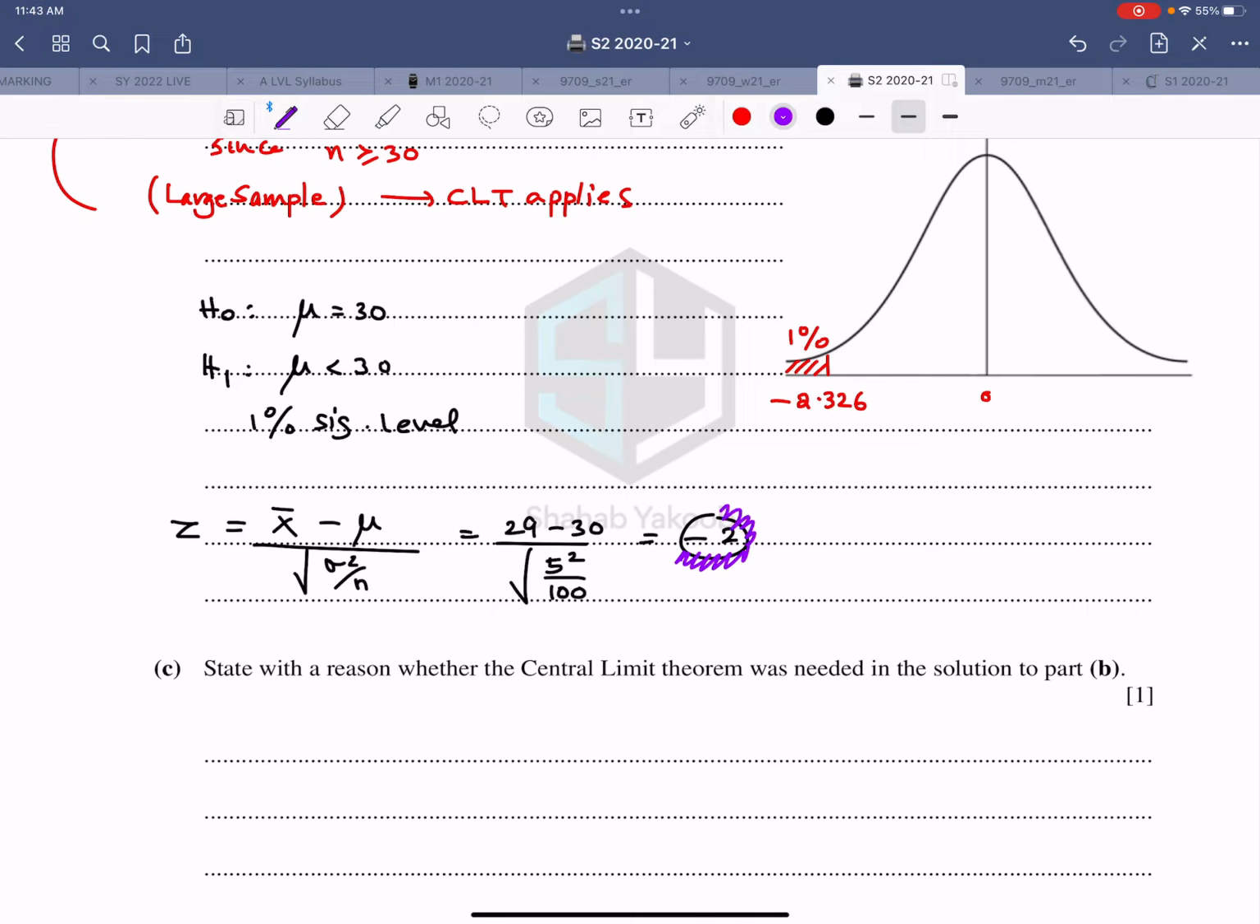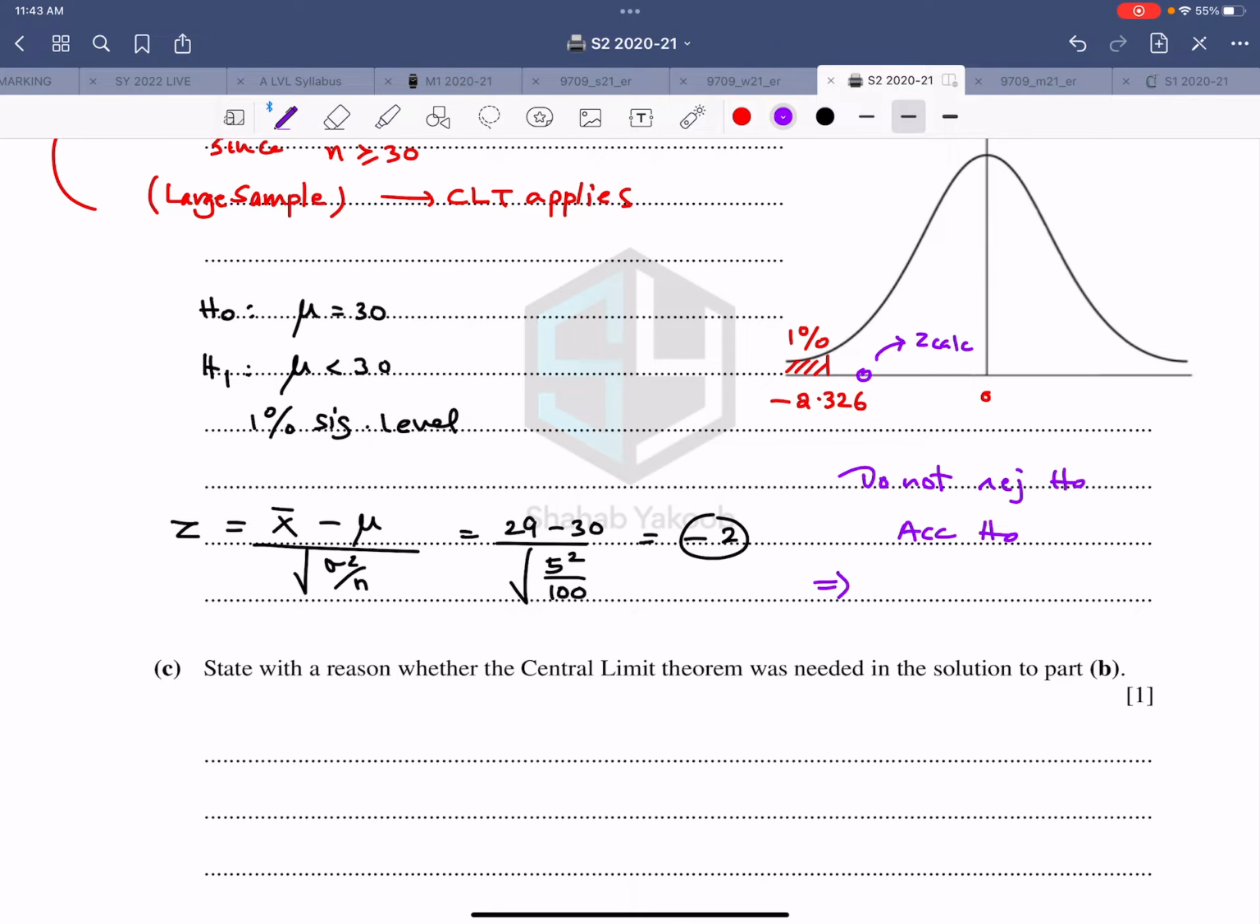Does it lie in the critical region? No, it does not lie in the critical region. It lies on the outside. This is the Z calculated value. What's the conclusion? Do not reject H0. Therefore, we accept H0.